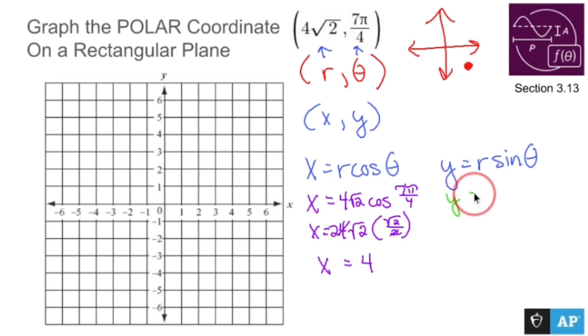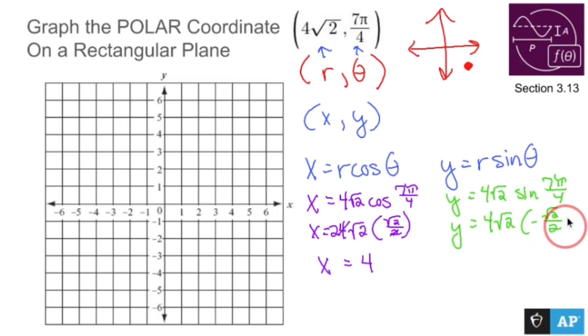I'm going to do the same exact thing with the same exact numbers, but now it's sine. So 4 root 2 sine 7 pi over 4. The sine of 7 pi over 4 is negative root 2 over 2. So y is going to equal 4 times root 2 times negative root 2 over 2. 4 over 2 is 2, and 2 times root 2 times root 2 is the same as 2 times 2, which last time I checked is 4. So my rectangular coordinate is going to be the point (4, negative 4). So (4, negative 4) is going to be my dot.